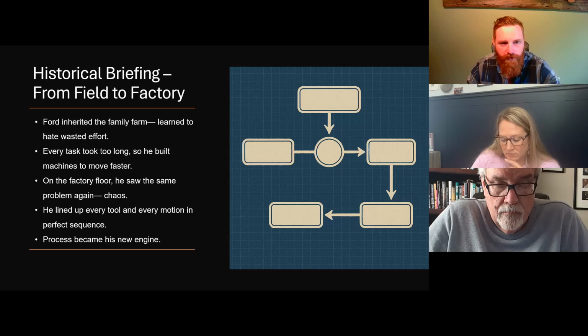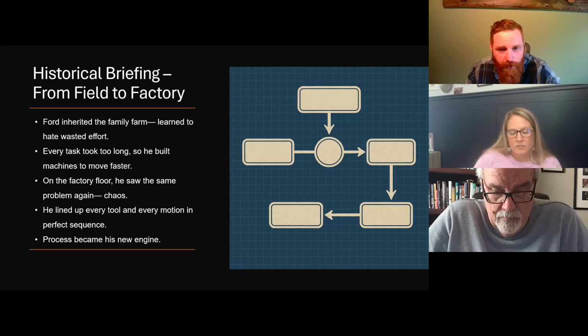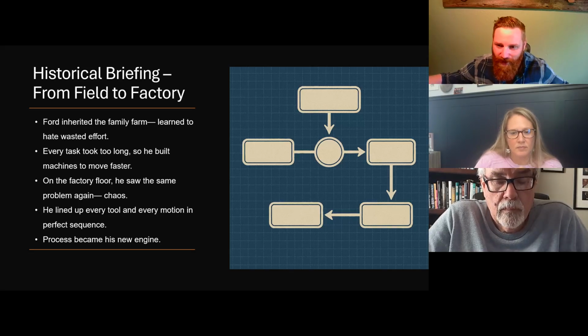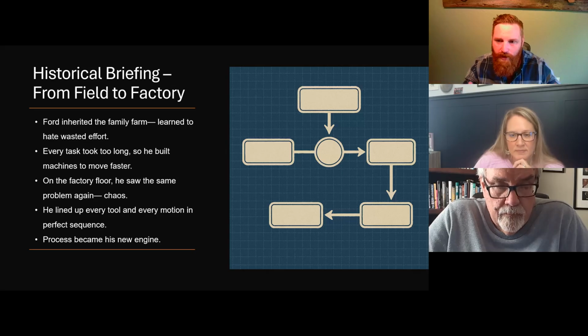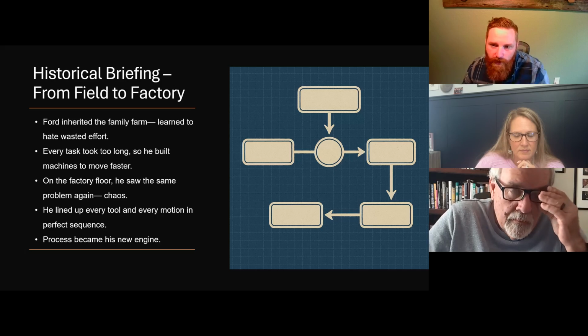And so the story starts off with him inheriting a farm, his family farm, and he hated farming because it's a lot of work. And he found that it was very inefficient. He went to the point where he pulled every tool out of his barn and laid it all out and created processes for each step along the way, whether it was plowing the field, sowing the seed, or harvesting.